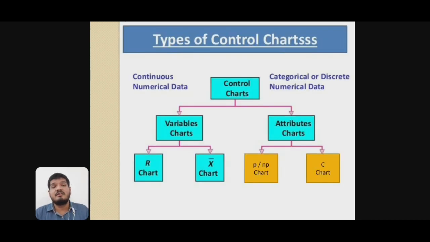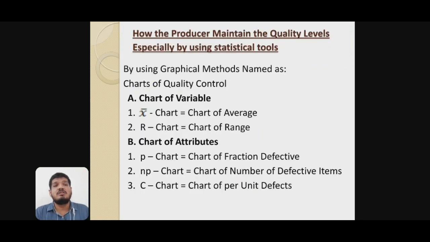Now proceeding further, what are the types of control charts? So basically control charts is divided into 2 parts, variable charts and attribute charts. And again variable chart is divided into 2 subparts, that is R chart and X bar chart. Whereas attribute chart is divided into P chart, NP chart and C chart. Okay. Now how does the producer maintain the quality level, especially by using statistical tool? So by using graphical method this can be done.